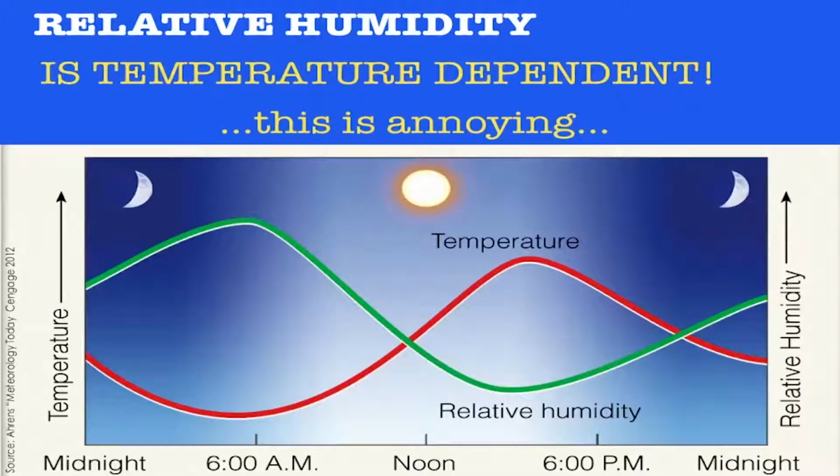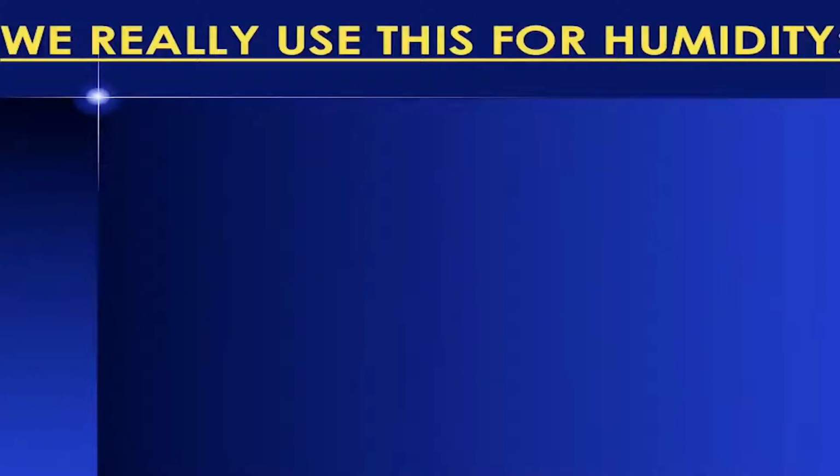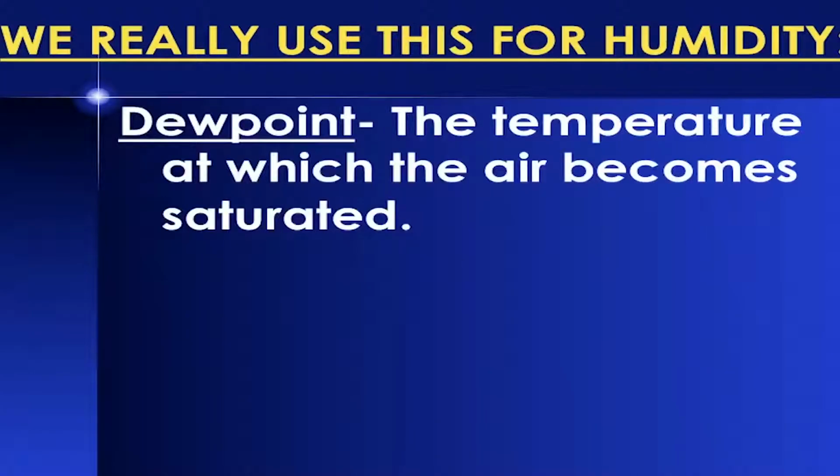If I was in charge, and someday I will be, we're going to get rid of relative humidity altogether with the public. And we're going to go with the third choice. What we really use for humidity is dew point. Dew point is a temperature, and it's the temperature at which the air becomes saturated. And we talked about saturation vapor pressure because here's where it comes into play.